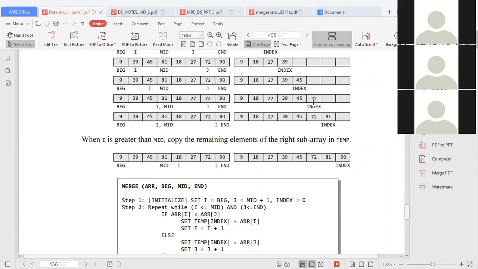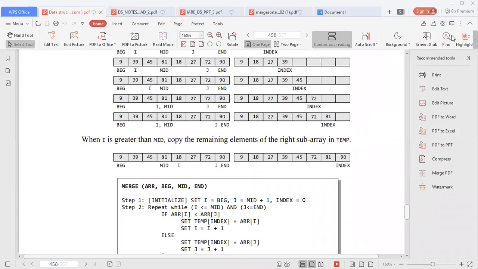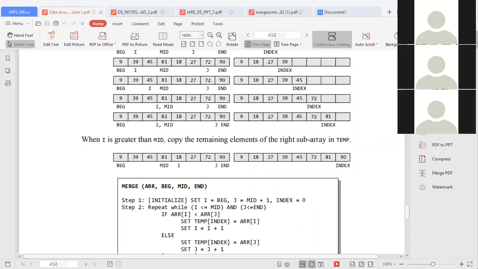Is this clear? B7. Who is B7 among you? Unmute yourself. C7. Row number C7. Sir.